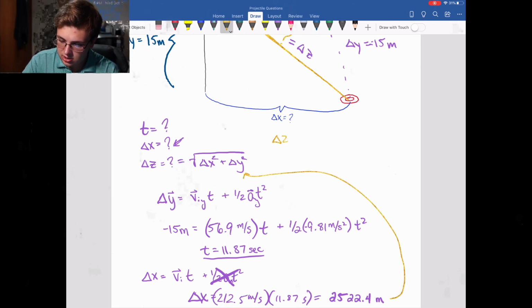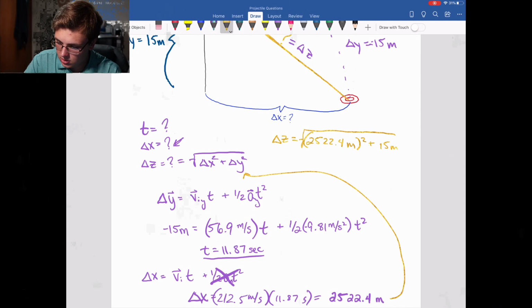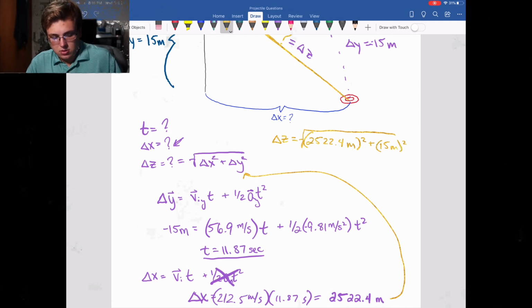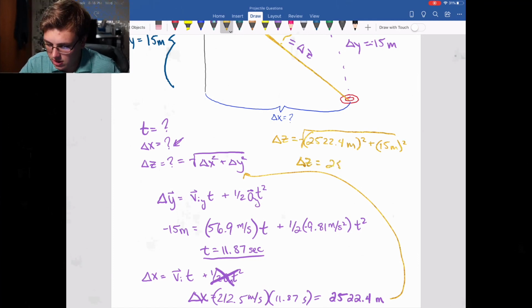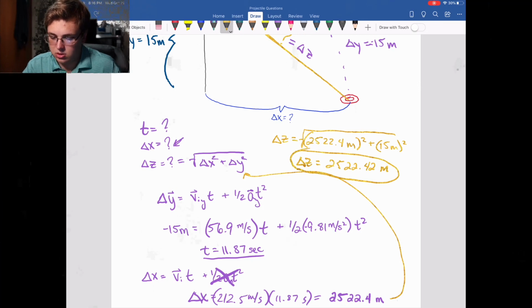Now we're not quite done yet, because we have to come back up here and plug this in. We find our change in z equals the square root of 2522.4 meters squared plus 15 meters squared. So we plug that into our calculator. And what do we get? We get our change in z to equal 2522.42 meters, which is very close to our horizontal distance because 15 is such a small difference. But anyway, that's what we can find.